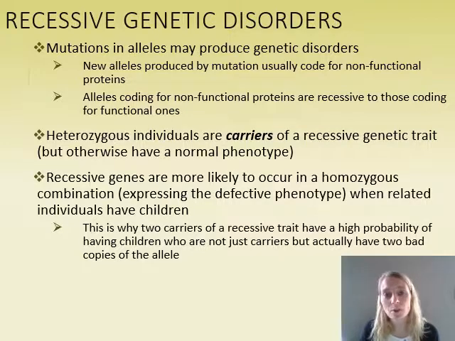A lot of these just come by random mutations. So here's your gene, there's a mistake, you get a random mutation, and it turns into this recessive form that affects the protein being made, and then you get that disorder.